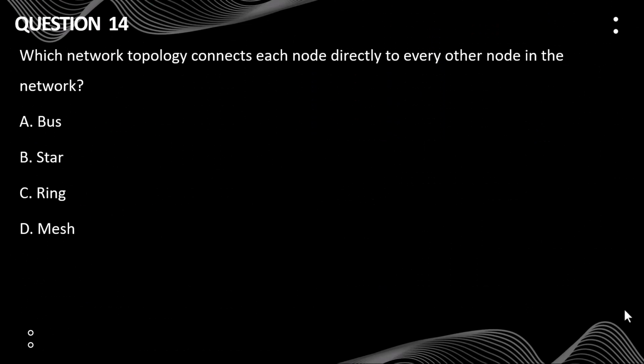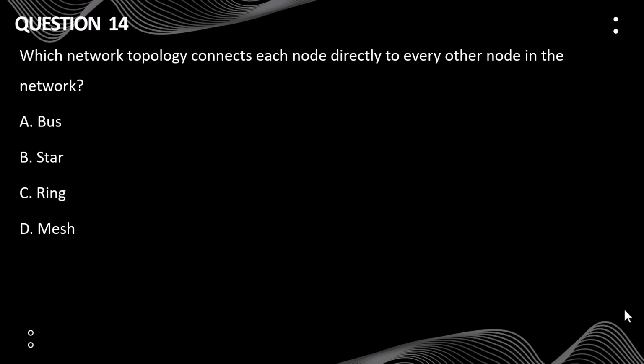Question 14. Which technology connects each node directly to every other node in the network? Option A, bus. Option B, star. Option C, ring. Option D, mesh.